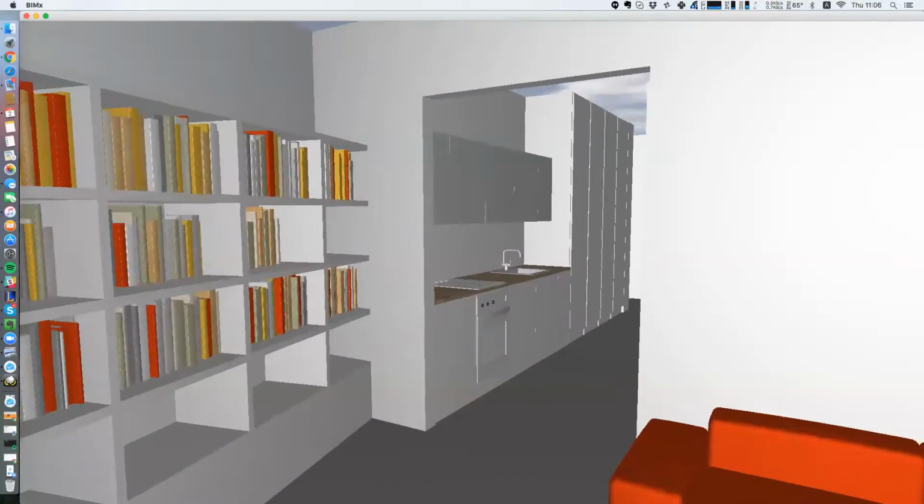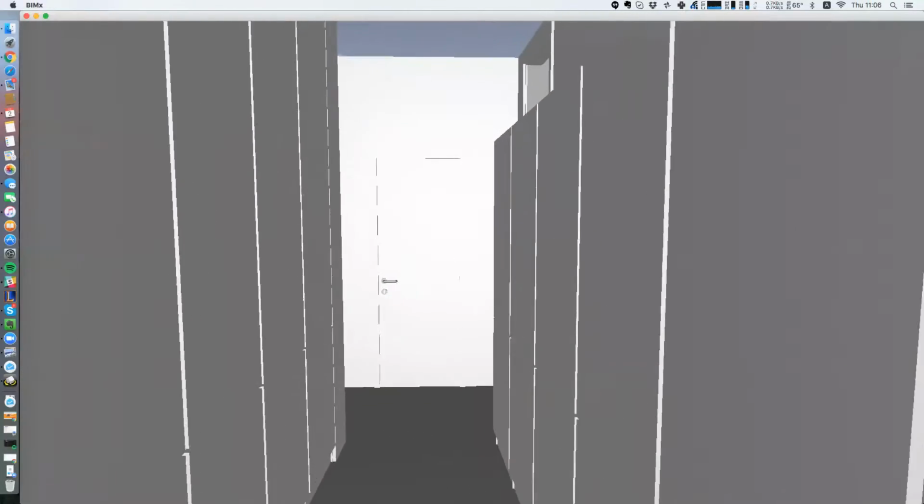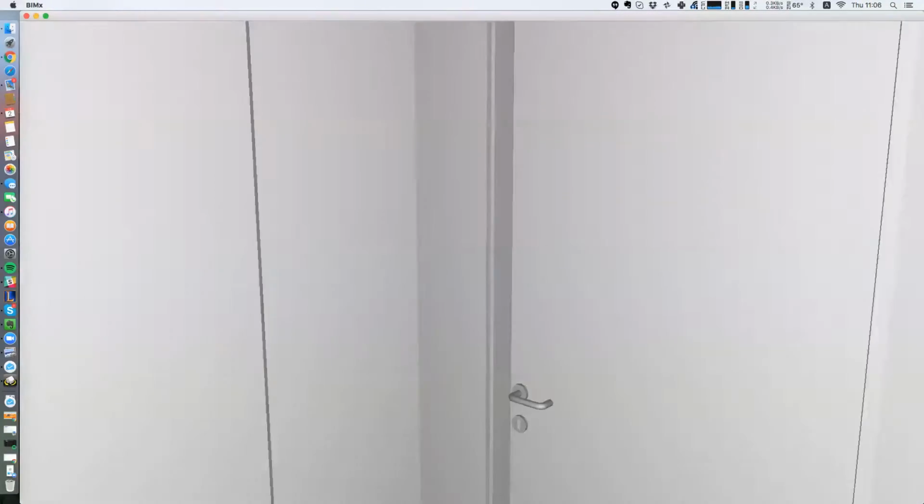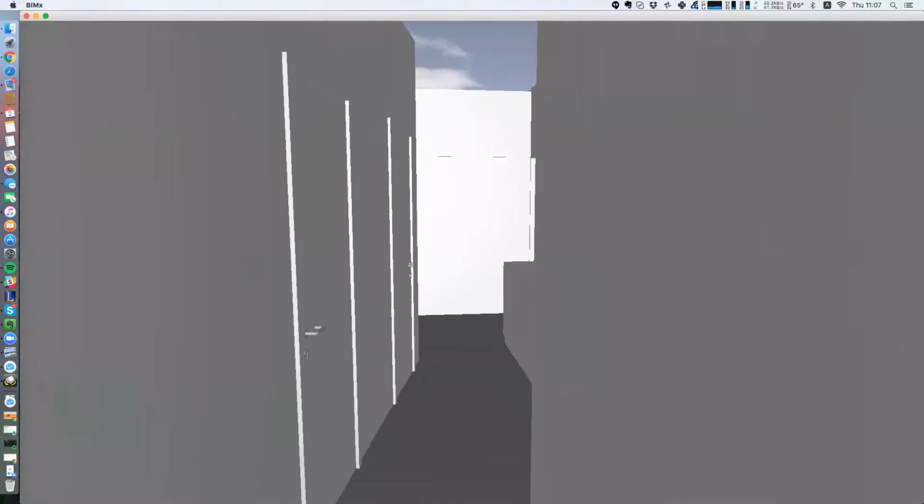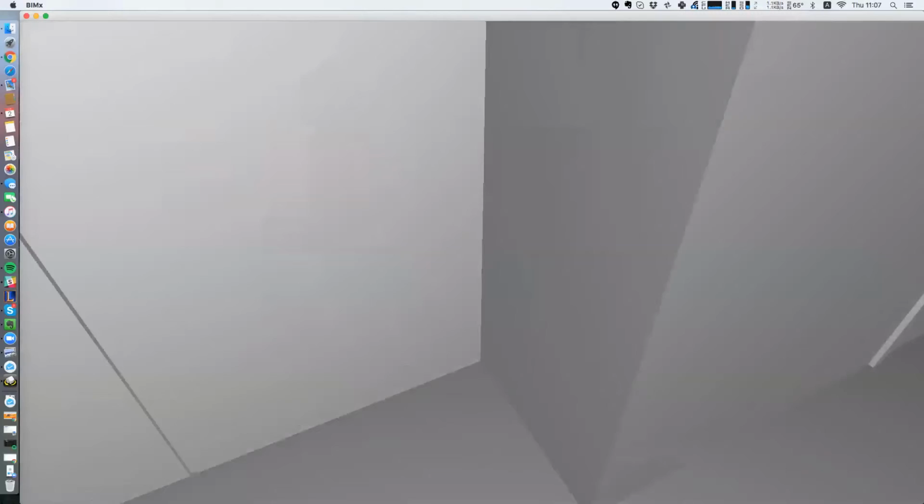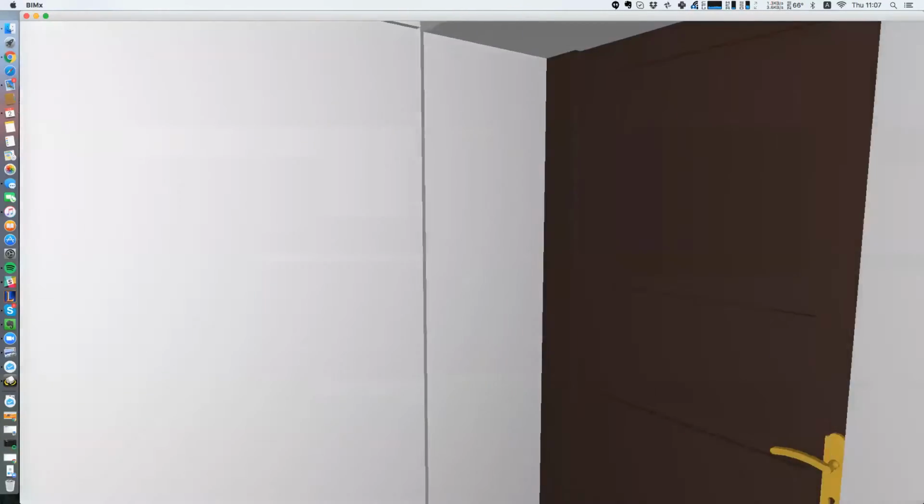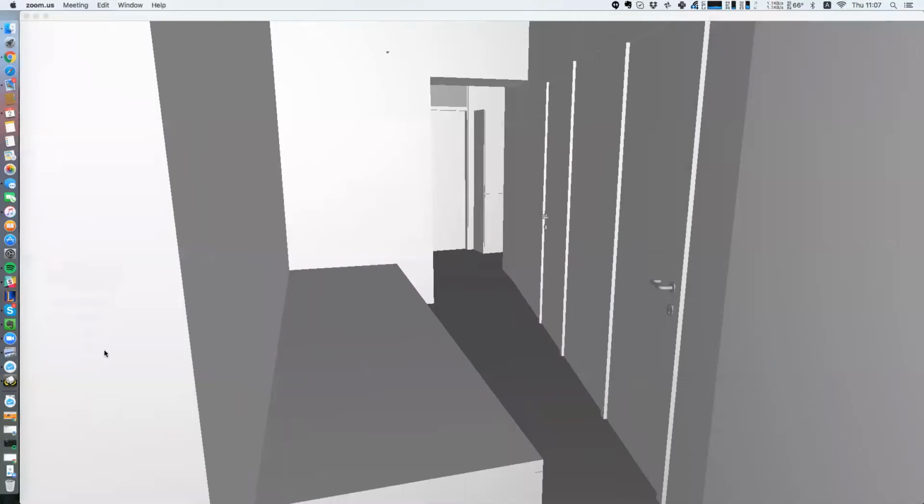So going back through the other way, this is going to be a bit narrow here. We're worried about this as well. So that's the house.